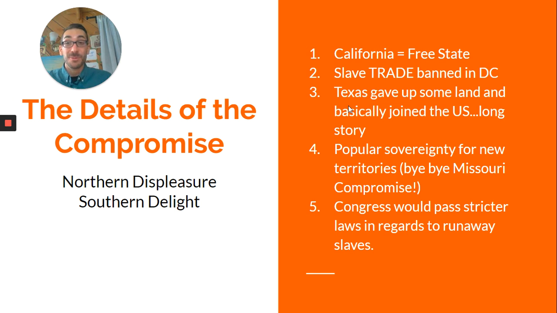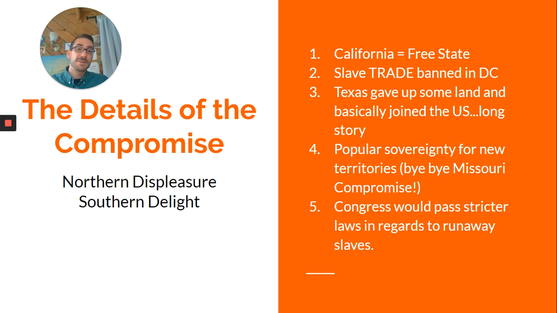A lot of these things kind of favored the South. Only slave trade being banned in Washington, D.C., and not slavery outright, that's whatever. Remember, slave populations are building mostly because of birth. Popular sovereignty gives Southerners a chance to expand slavery up north. And the Congress saying they would pass stricter laws in regards to runaway slaves, that's a clear victory for the South, okay? But something's going on.